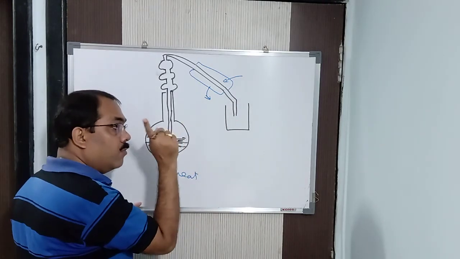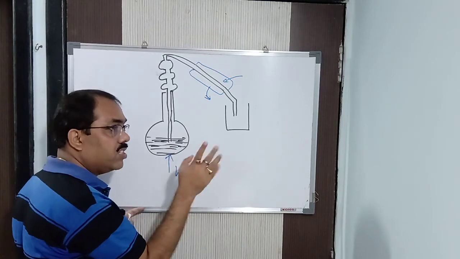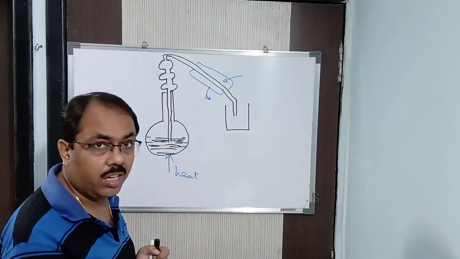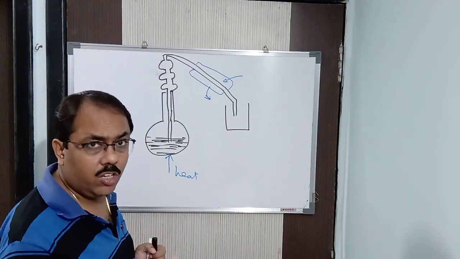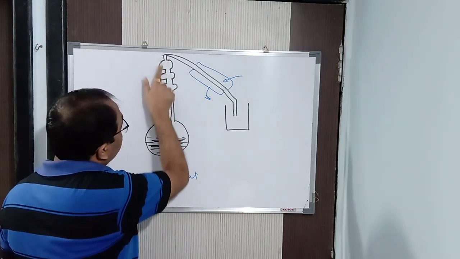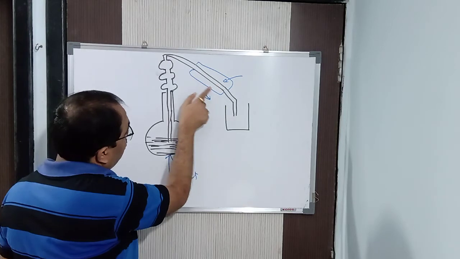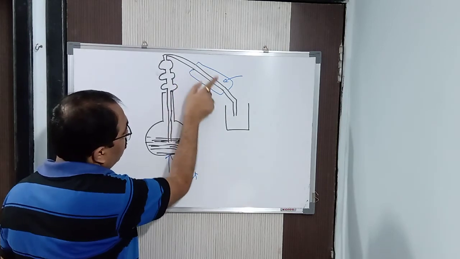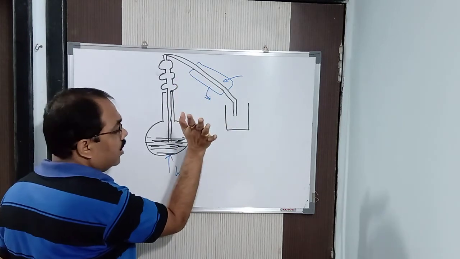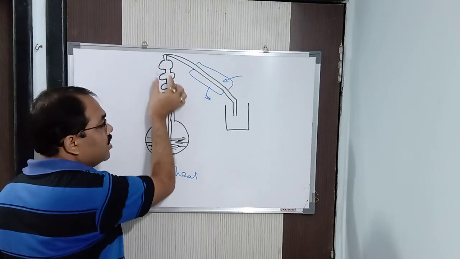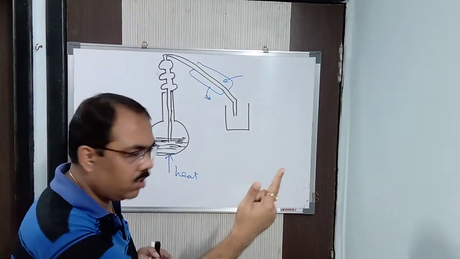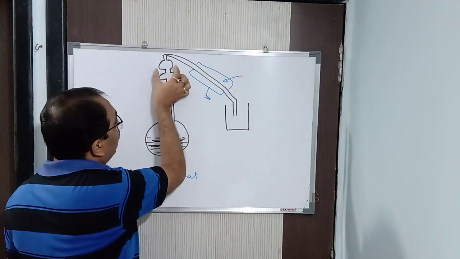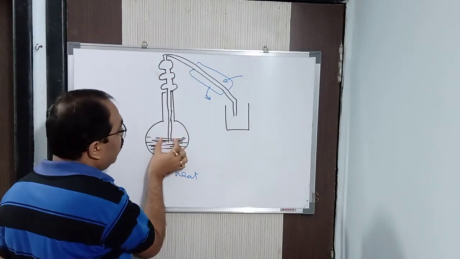Understood here? The more volatile component, the component which has a low boiling point, is said to be volatile. As I said, ethyl alcohol boils at 78 degrees Celsius. It has a low boiling point, so it will pass through this fractionating column. The vapor will get condensed here and the liquid will be collected here. And the water, which is less volatile than ethyl alcohol, will be trapped by this fractionating column, come down, and be collected here.